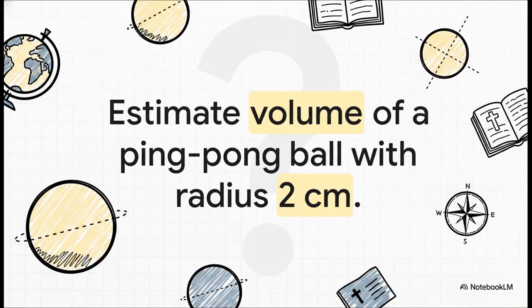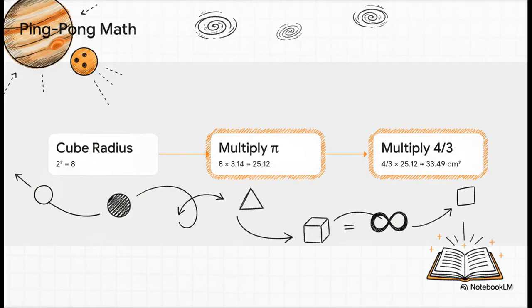Let's do one final practice problem, but on a much smaller scale. Estimate the volume of a ping pong ball with a radius of just 2 centimeters. And this brilliantly illustrates the real beauty of mathematics. The exact same rule that applies to a massive planet applies perfectly to a tiny little ping pong ball.